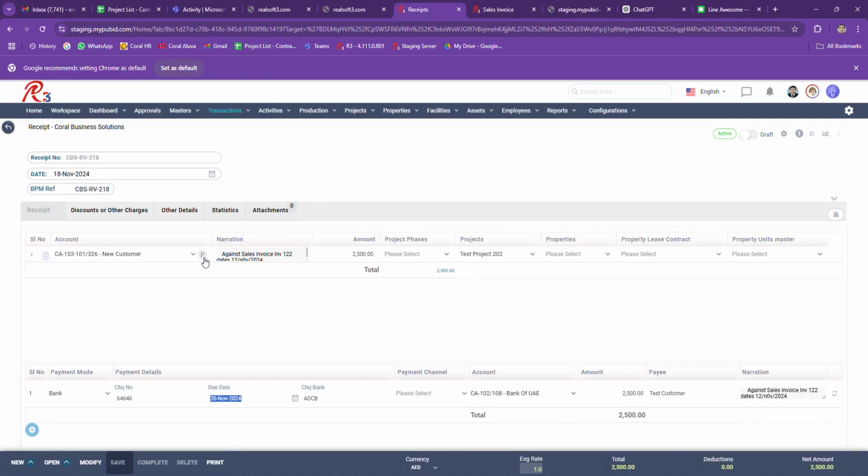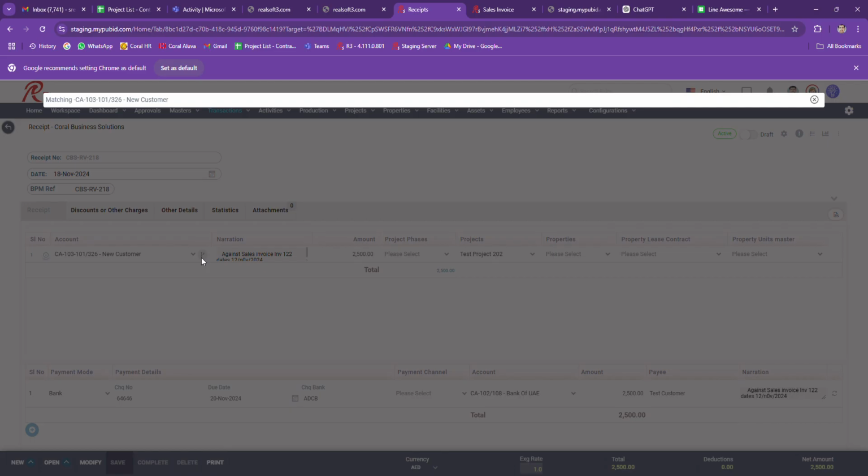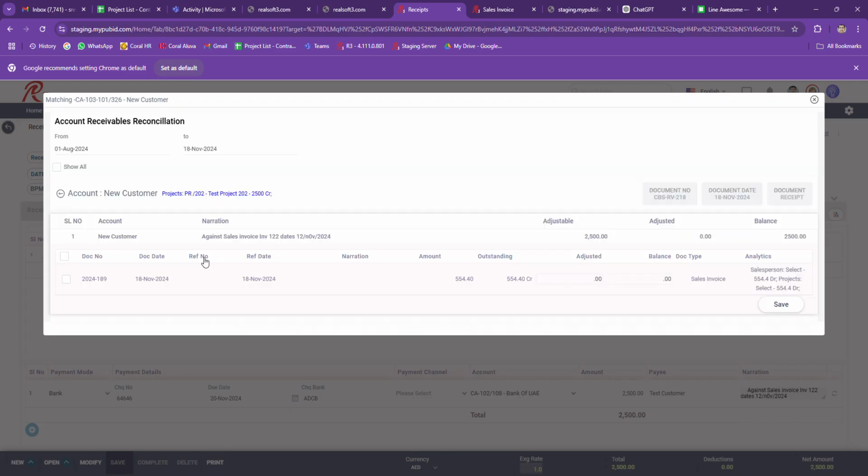So here now you will click this. You can see this entry 554, right? Did you see this? 554. And then you can say this is a proposed PDC entry. It is actually a matching entry.